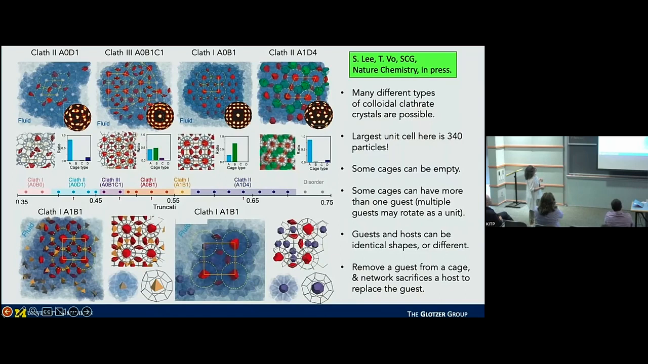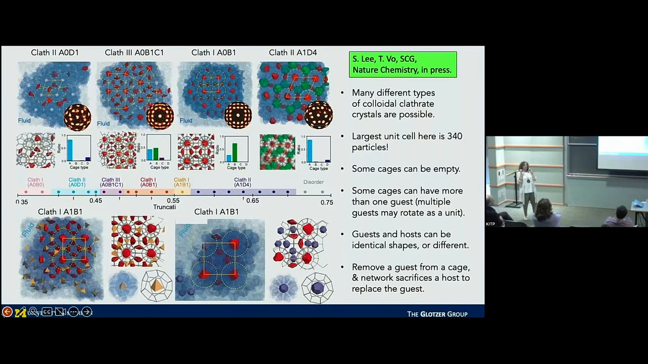Where Sangmin took the shapes that Chad's group had started with, and said, well, what if we start truncating their corners a little bit more? Then we can create some space inside these clathrate cages, and then we can get cages that actually have guests inside, and the guests rotate, where the host network becomes completely frozen. Like the system dumps all its entropy into the rotating guest particles.